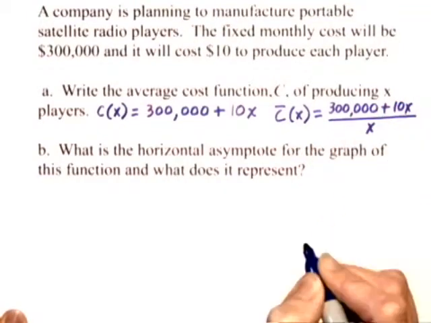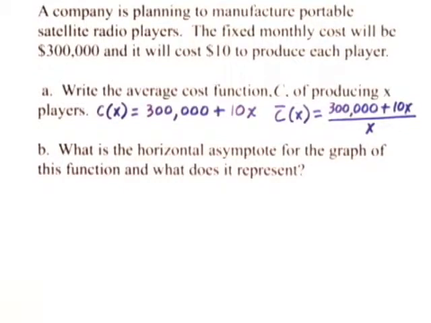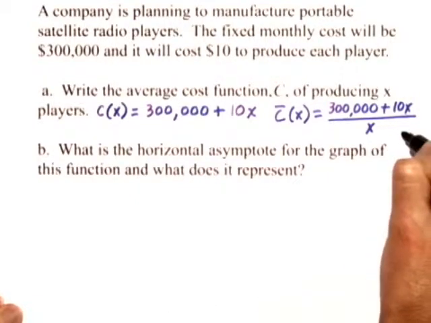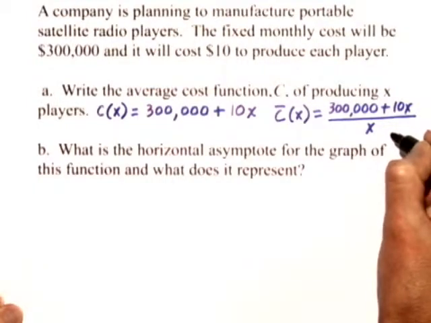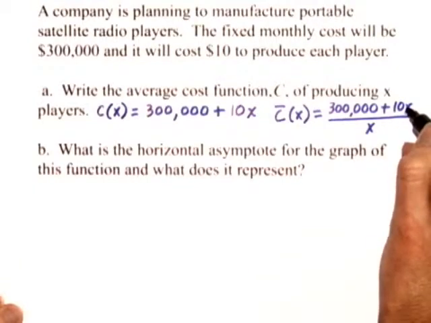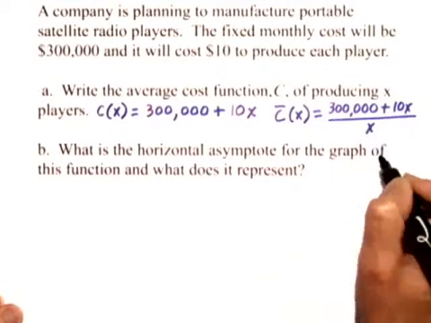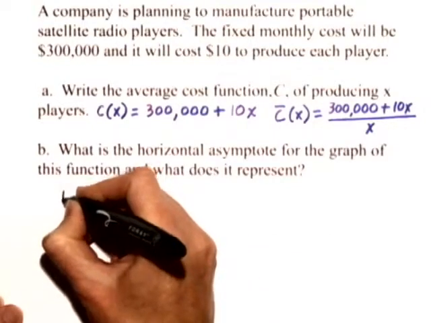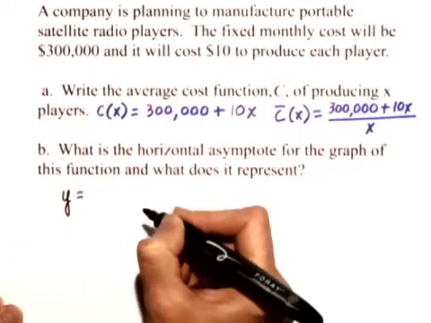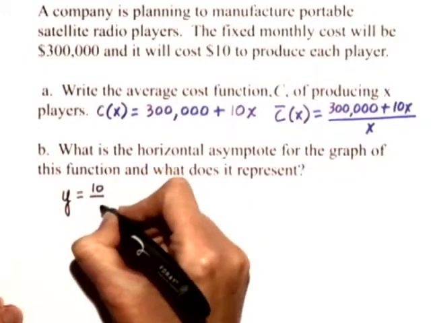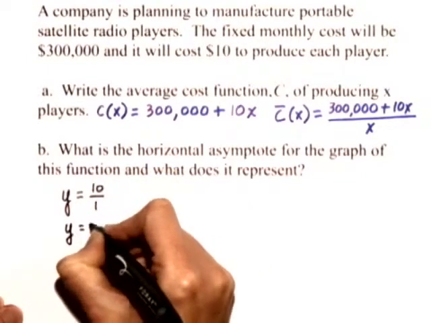all divided by X. Now in part B, what is the horizontal asymptote for the graph of this function, and what does it represent? Well, remember, anytime we find the horizontal asymptote, we simply compare the degree of the numerator with the degree of the denominator. In this case, the degrees are the same. They're both 1 since x is to the first power. So we look at the coefficient in the numerator, which is 10, and the coefficient in the denominator, which is 1. So we can say that the horizontal asymptote is simply y equals 10 over 1, or y equals 10.